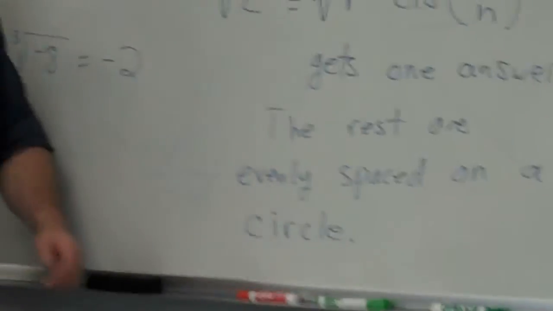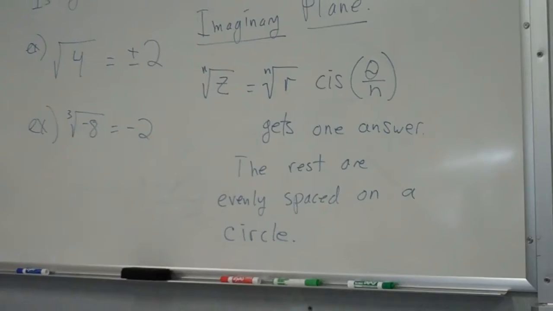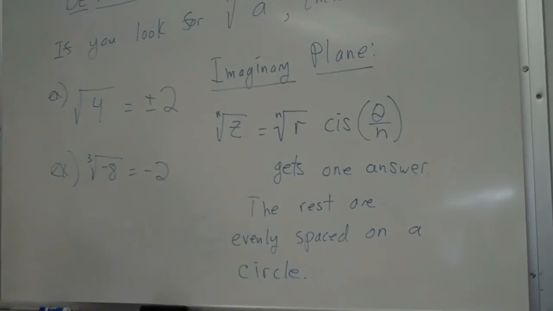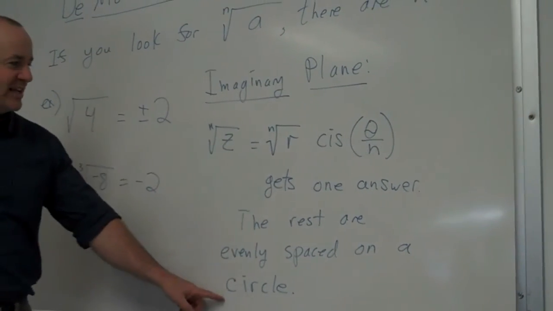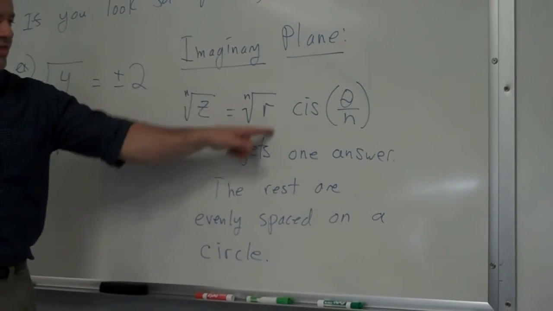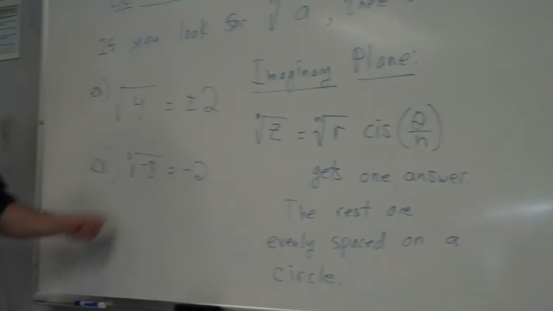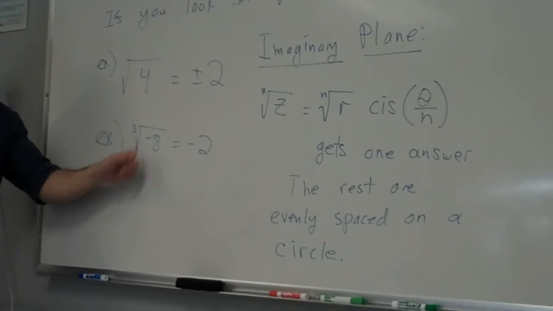Parker, as usual, gets the concept first. Let's see how he does with the application. The rest are evenly spaced on a circle, and the circle has a radius of this root. Give an example that we just did here. I'll do the -8 one. Let's see what we get. Let's see if it's consistent with what we know about real numbers.